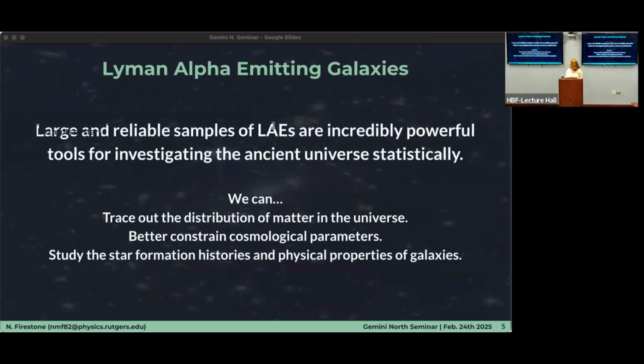So when we have really large and reliable samples of LAEs, they become incredibly powerful tools for investigating the ancient universe statistically. There are a lot of things that we can do in this realm. We can trace out the distribution of dark matter in the universe, since LAEs tend to trace the large-scale structure. We can better constrain cosmological parameters, and we can study the star formation histories and physical properties of galaxies as they evolve through cosmic time.